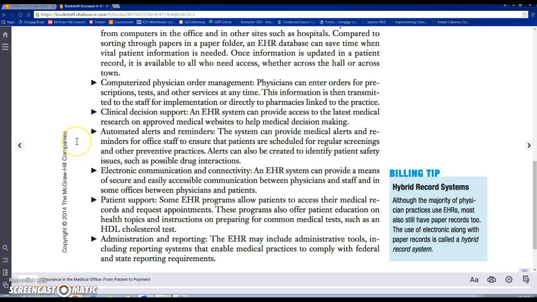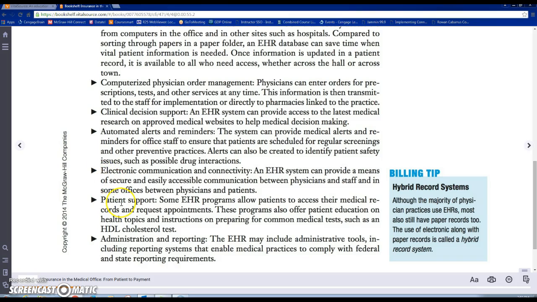It also can do automated alerts and reminders, computerized physician order management. Physicians can order everything at one time through the computer, and everything takes care of it. It is sent out to all the different areas, or pharmacies, I should say. So think about it when you go to your physician, your doctor. If he has to order some medication for you, they always ask you who's your preferred pharmacy, and they'll just send it right in. That's the nice part about an EHR too.